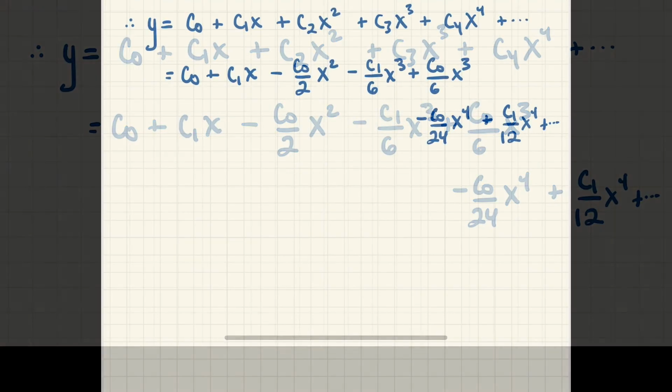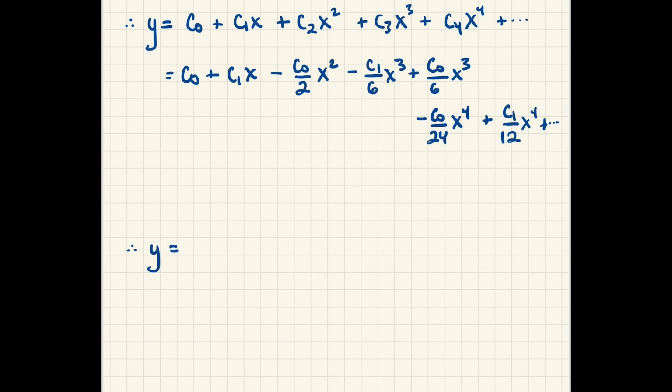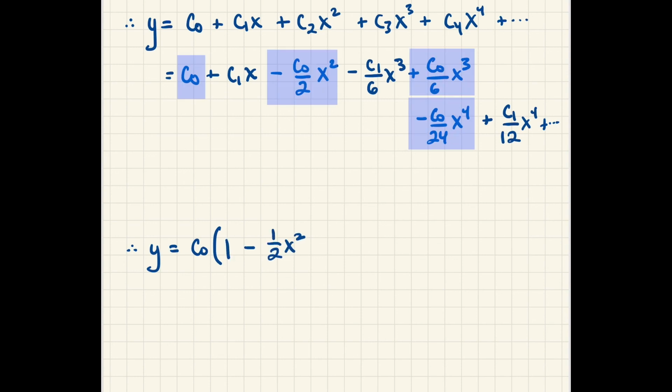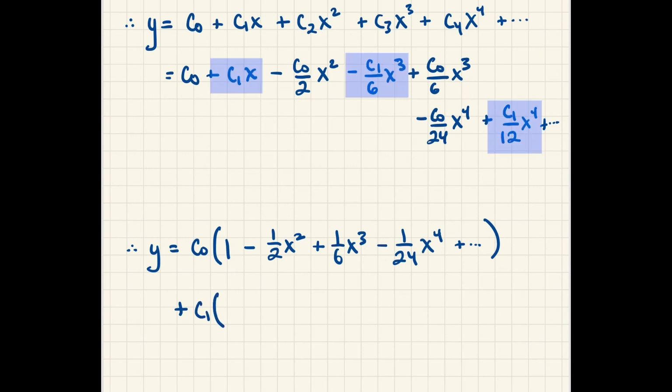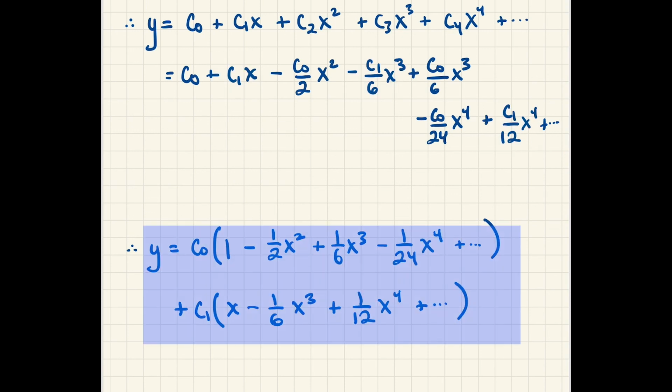Plus more. All right, so y is equal to, factoring out c0, 1 minus 1/2 x squared plus 1/6 x cubed minus 1 over 24 x to the 4 plus or minus, who knows what comes after. We could work it out if we needed to. And then plus c1 being factored out of its terms, so we'd have x minus 1/6 x cubed plus 1 over 12 x to the 4, and then plus or maybe minus, who cares? We could work it out if we needed to, but there we are. That is our general solution.